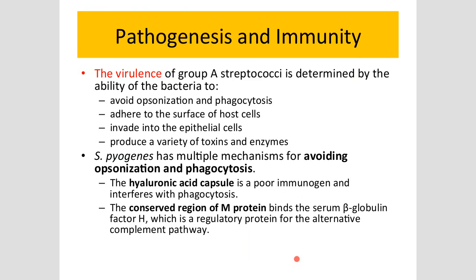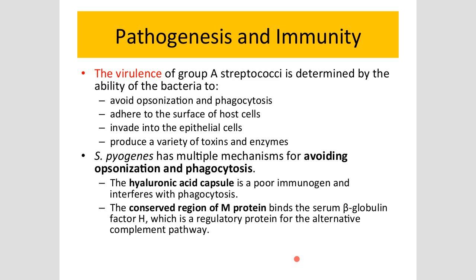And if I was to ask you what specifically is there for staph or strep pyogenes that it avoids opsonization and phagocytosis: for opsonization, you need complement. If this bacteria releases a C5a peptidase, of course, it's going to avoid the complement. If there's no complement, there's no opsonization. The other important thing is that the capsule for this particular bacteria has a high uronic acid capsule, which is a poor immunogen and interferes with phagocytosis. And then I told you earlier about the conserved region M protein that binds to beta globulin factor H.